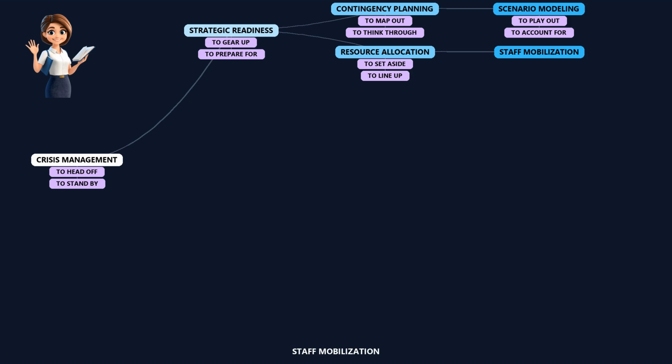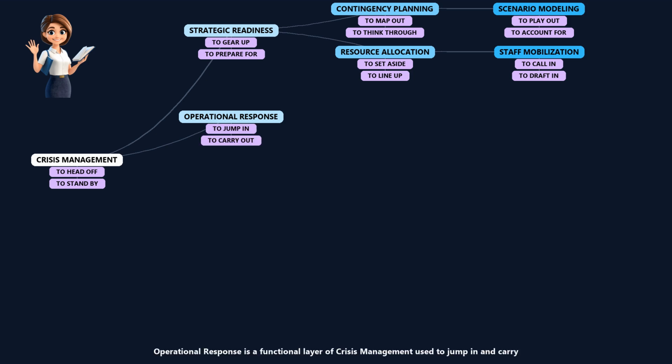Staff mobilization. As a fundamental part of resource allocation, staff mobilization allows us to call in the team and draft in experts from outside. In other words, we are asking everyone to come to work and bringing in extra help. Operational response. Operational response is a functional layer of crisis management used to jump in and carry out the rescue plan immediately. Basically, we are starting the work and executing our strategy to fix the problem.